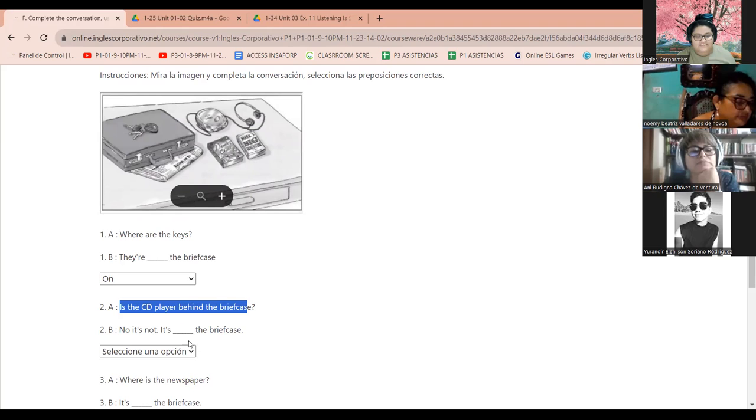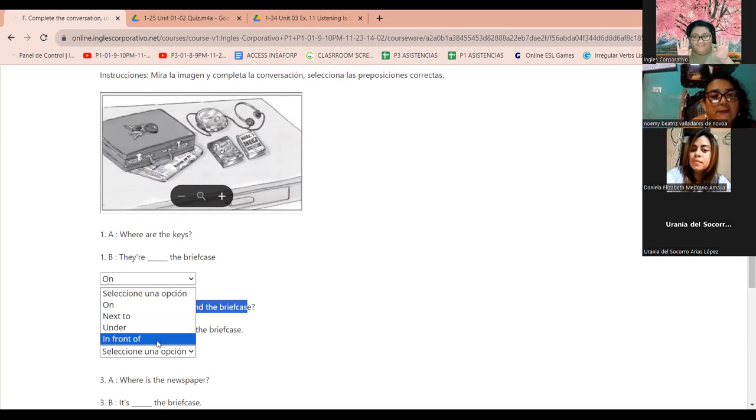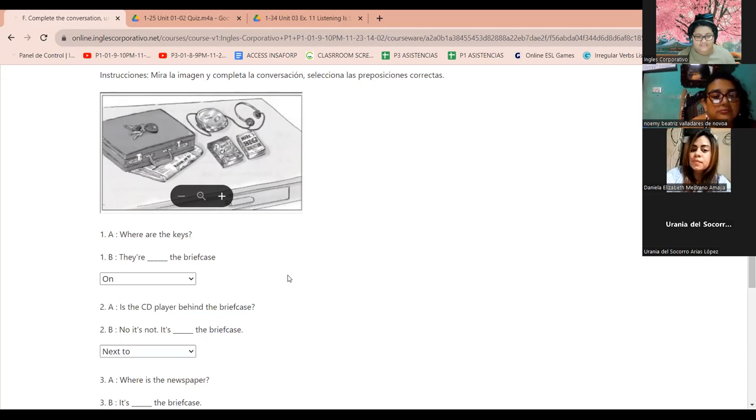And then, is the CD player behind the briefcase? Next to. No, it's not. It's next to. ¿Qué es between? Entre. Entre dos. Entonces, por ejemplo, like this, my face is between my hands. Entonces digo, next to. All right. Next to.